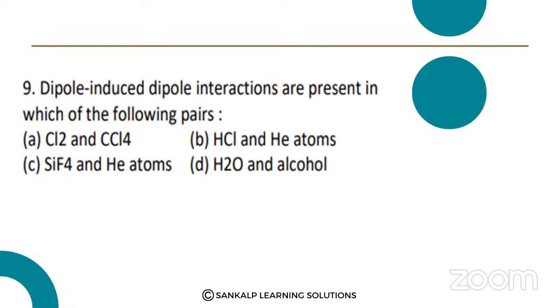Dipole-induced dipole interactions are present in which of the following pairs? What is the condition for dipole-induced dipole? One of the molecules should be a polar molecule and the other should be a non-polar molecule. So see the examples. It is B. HCl is a polar molecule, He is a non-polar molecule. So the correct answer is B.